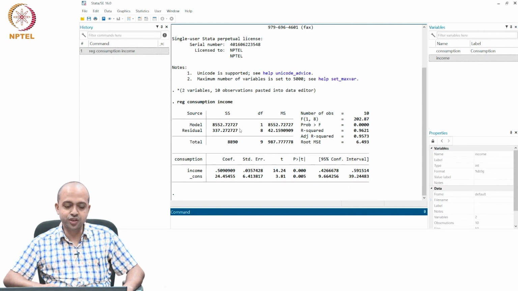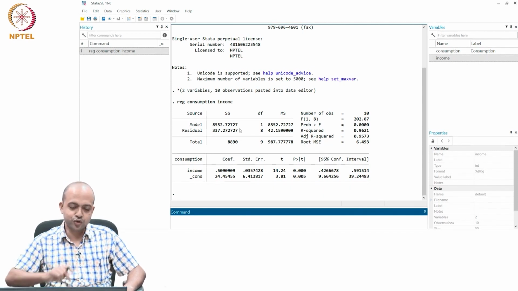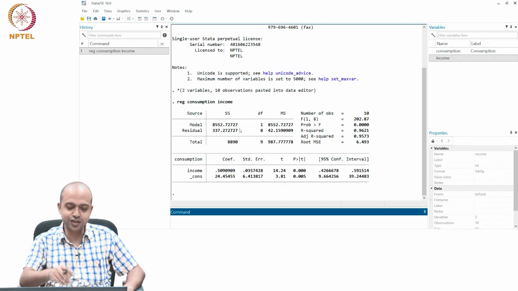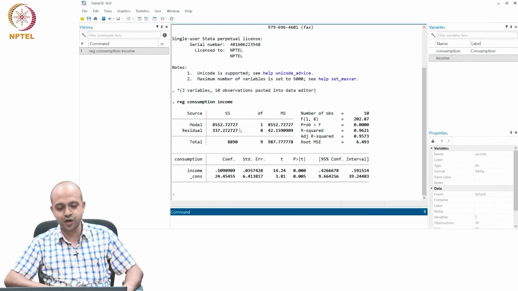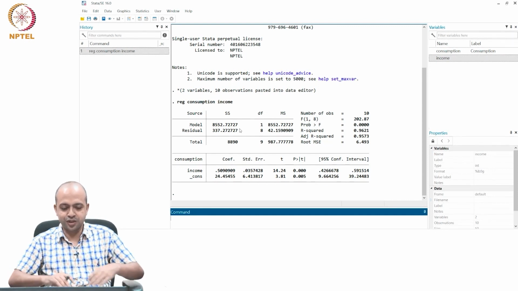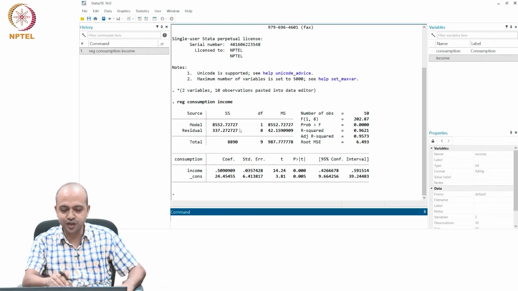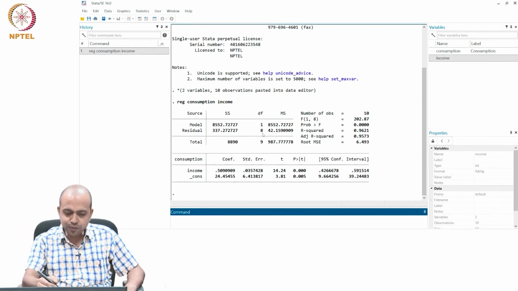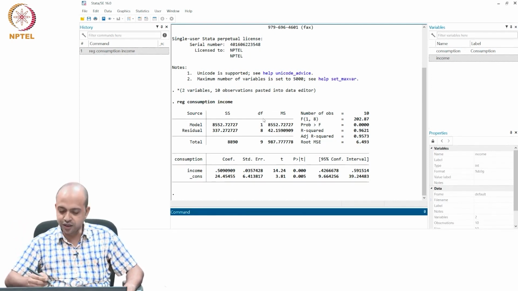And what is the residual sum of square? The residual sum of square is 33.27, and if you add these two, the total sum of square is 8890. So this is called analysis of variance, which we have understood using the simple diagram. Then they have also given degrees of freedom.